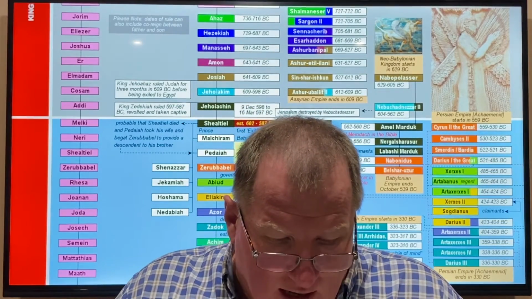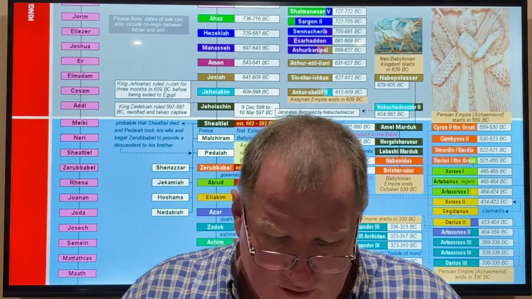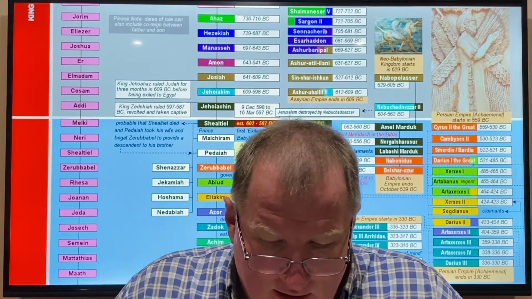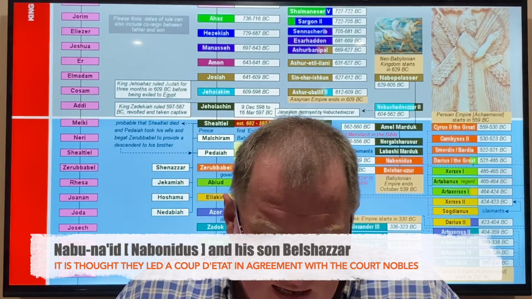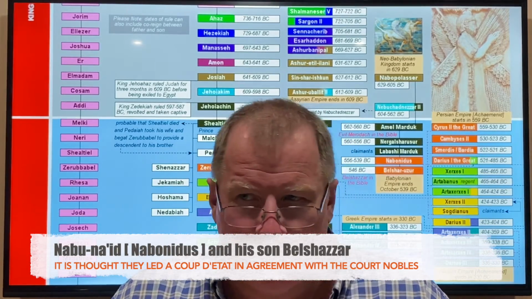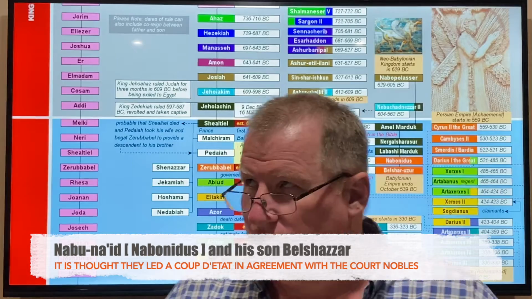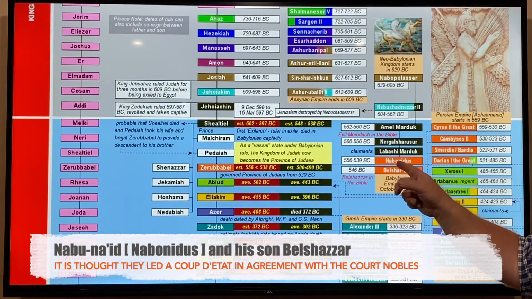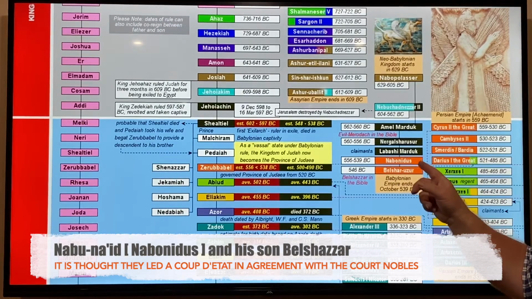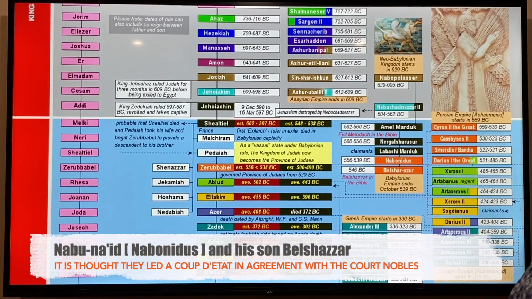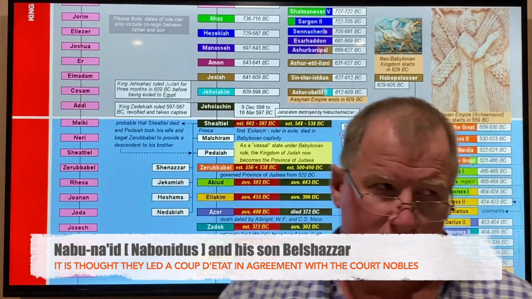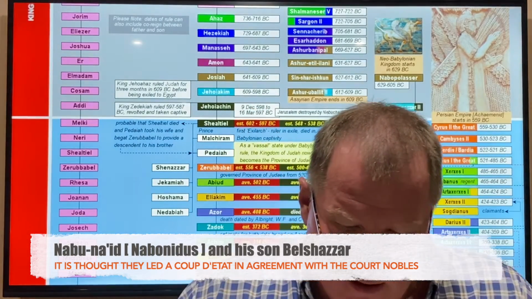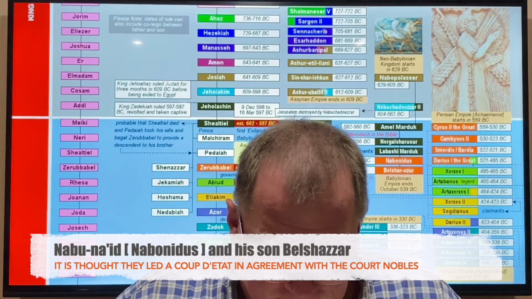There isn't any historical record of who was responsible, but it was thought that this coup d'etat was led by a fellow called Nabu-Naid, who we know in the Bible as Nabanitas. And so he is the next descendant on this list here. So his name is Nabanitas. So we've had this rapid change in a few years. Ever since Nebuchadnezzar went, we see a very fast domino effect happening in the rule of the empire.